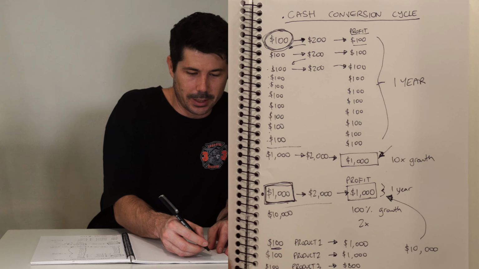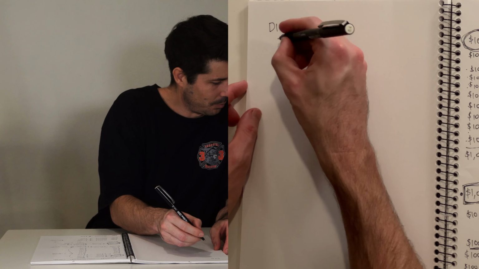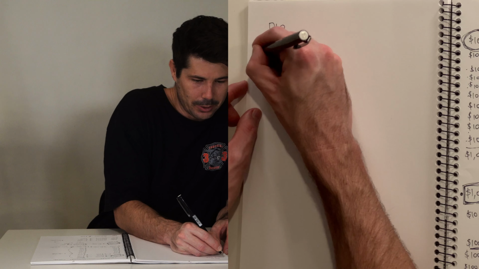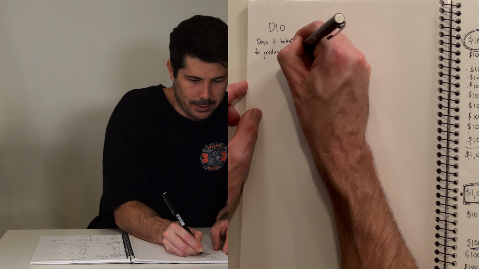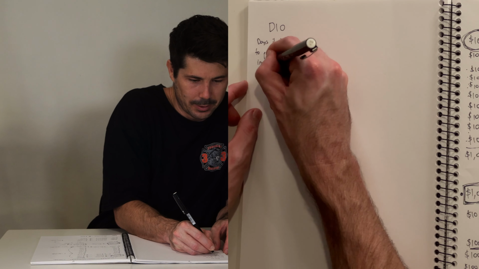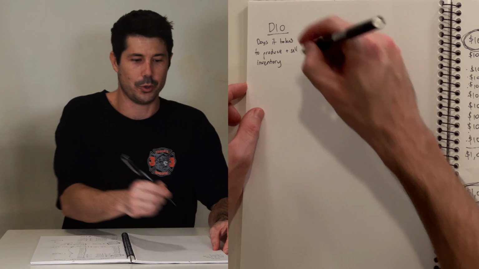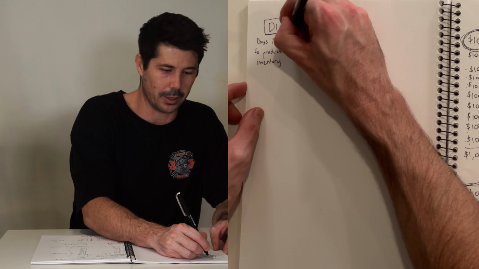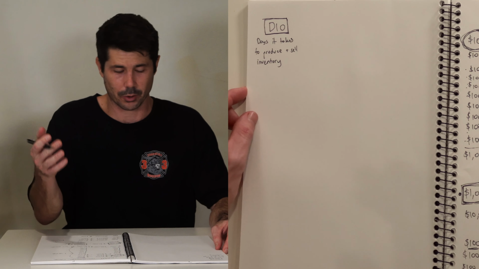So the formula is this: DIO, and I'll explain this. It's days it takes to produce and sell inventory. Right? So how long does it take to produce inventory and to sell it? You've got to place your orders, then it's got to get made, then it's got to ship to you, then it's got to go through customs, all of this sort of stuff.